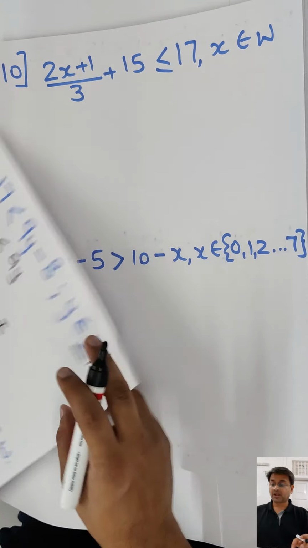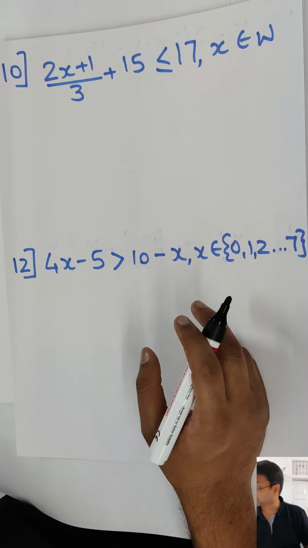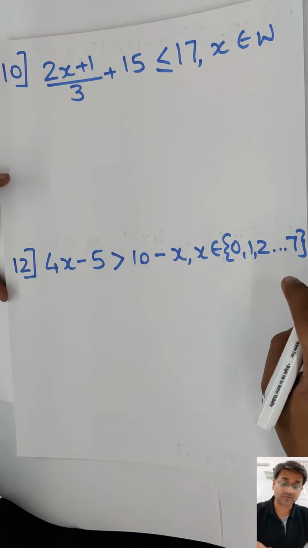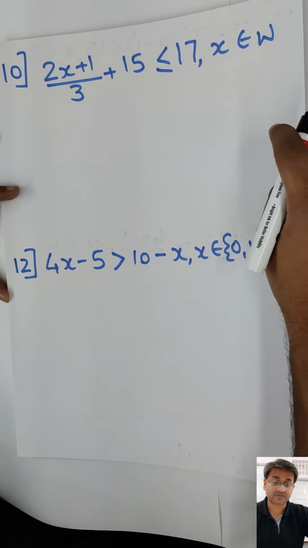Let's take the next one. How many of you are taking the challenge of doing it correct? Oh, you're raising your hand. All the best. Sum number 10. I'll be more than delighted if you get it correct.